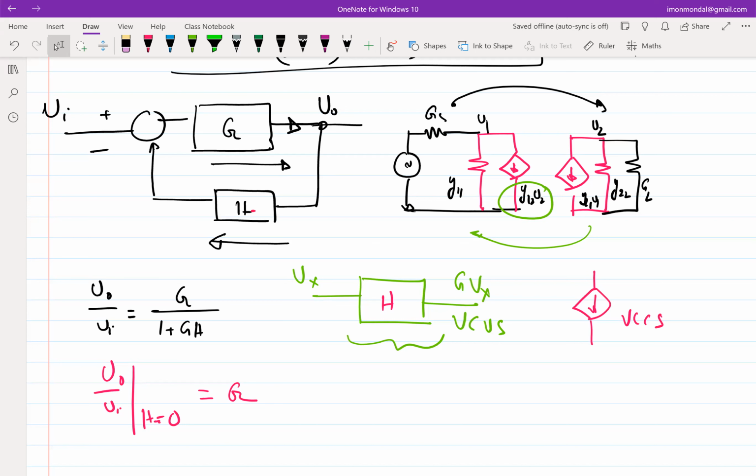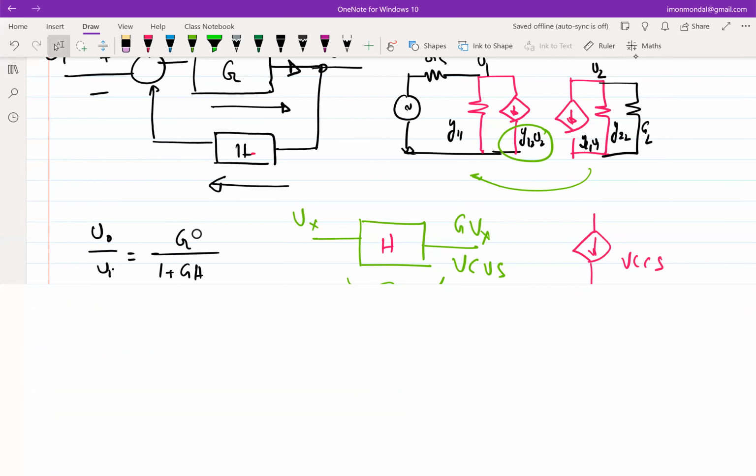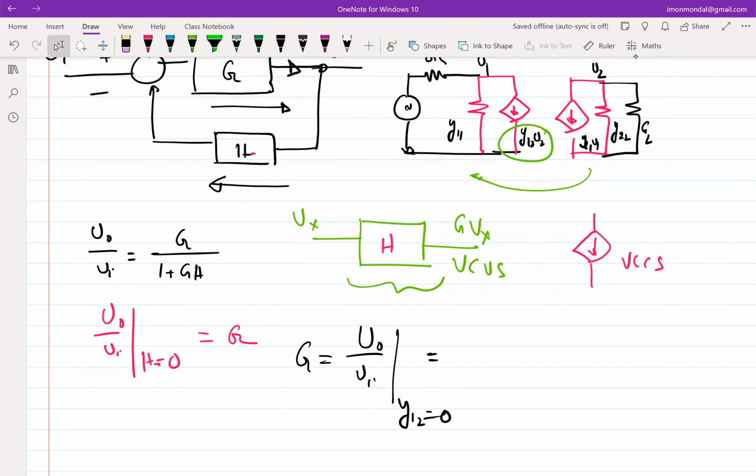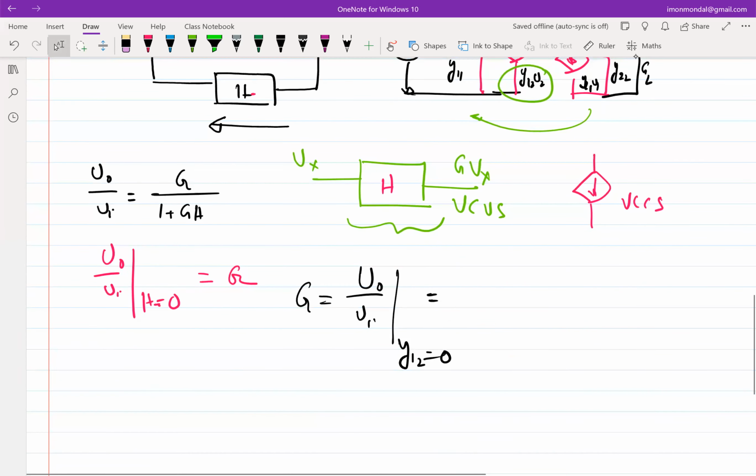Okay. So in order to find G in the circuit on the right, what should I do? I should find out V0 over Vi by setting Y12 equal to 0. Right. So this will be equivalent to the G on the circuit on the left. So what would I get if I do that? I just plug in Y12 equal to 0 in this, then I should get minus GS Y21.